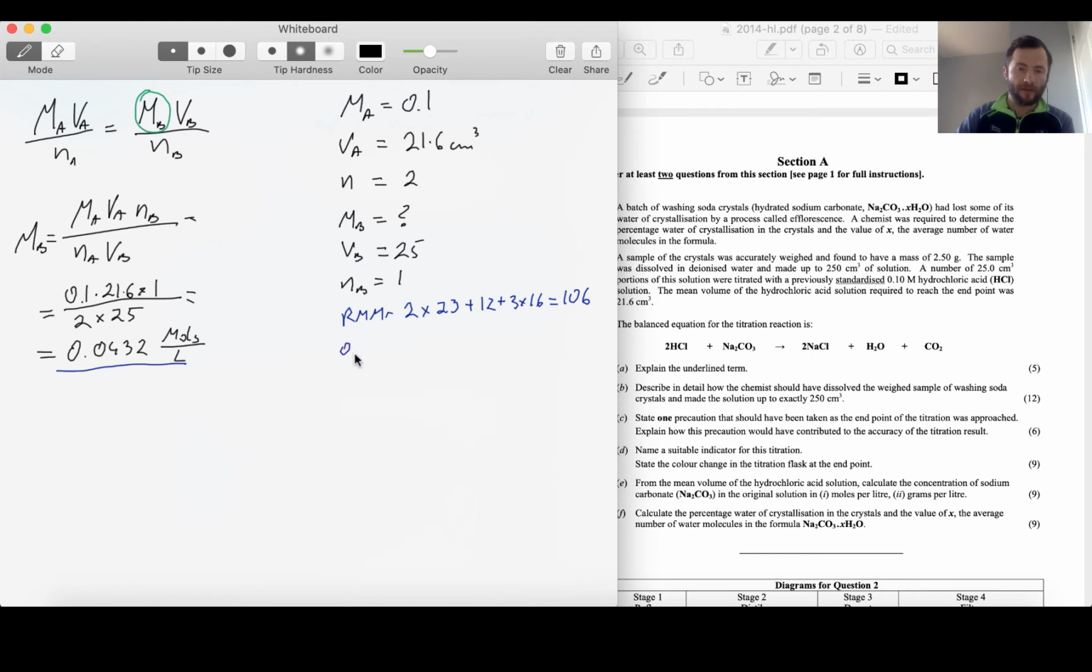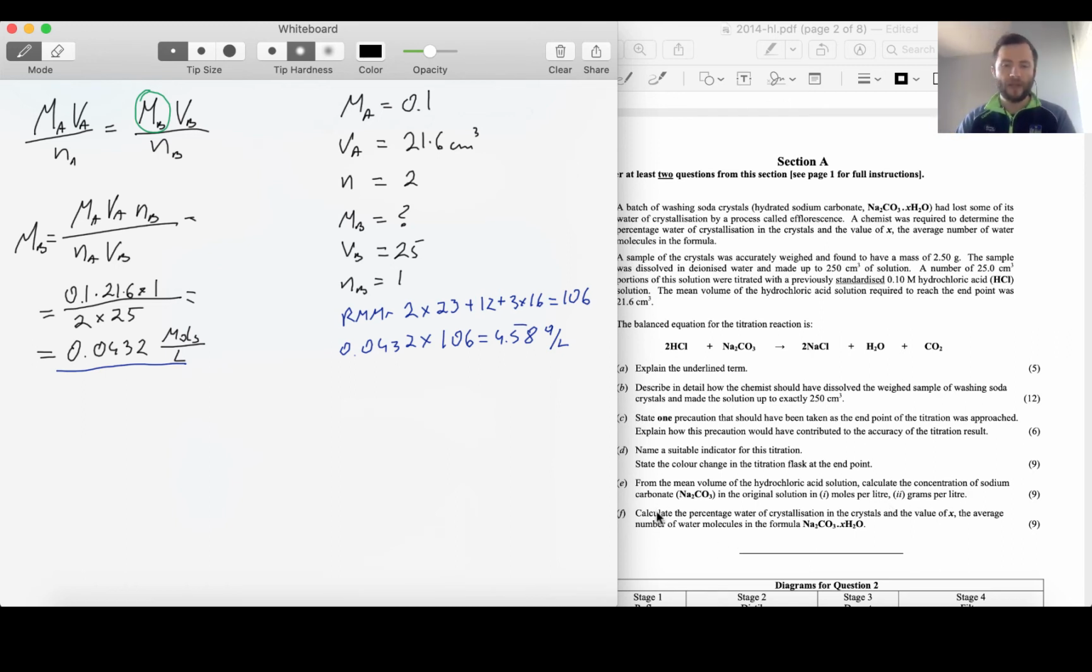So 0.0432 times 106 equals 4.58 grams per liter. So for every liter of this solution, I'm expecting to have to dissolve 4.58 grams of sodium carbonate. So that answers the second part of the question.